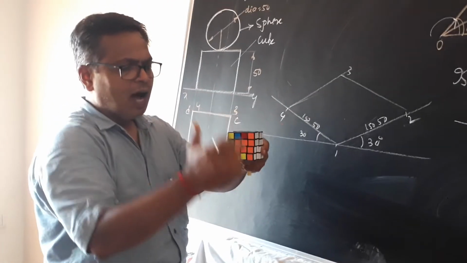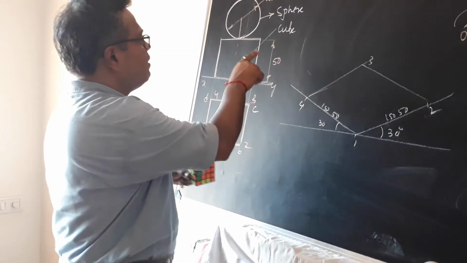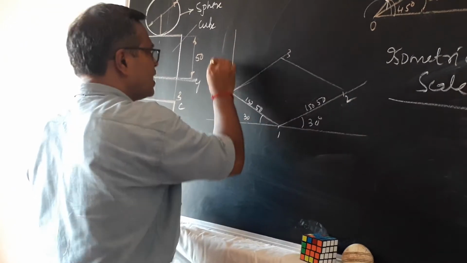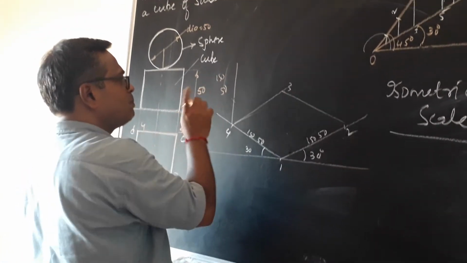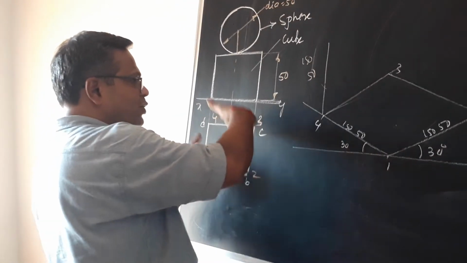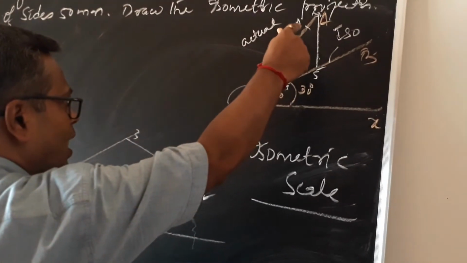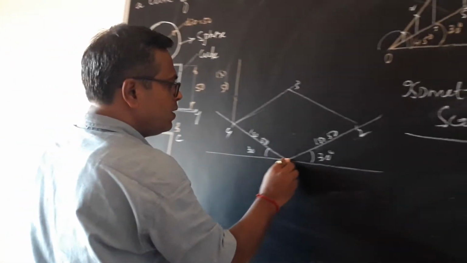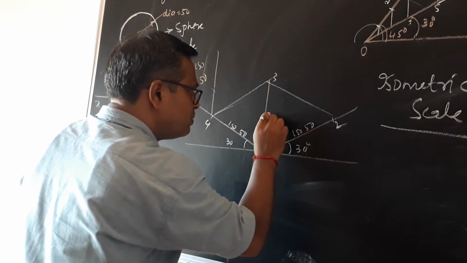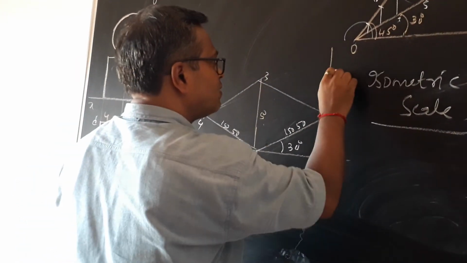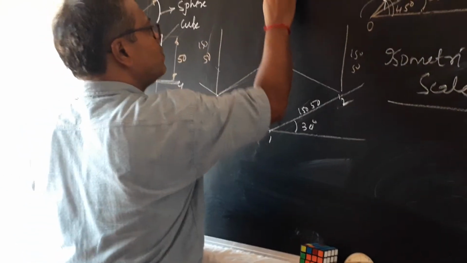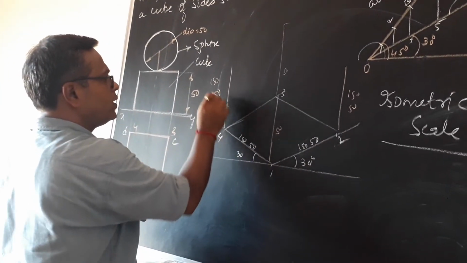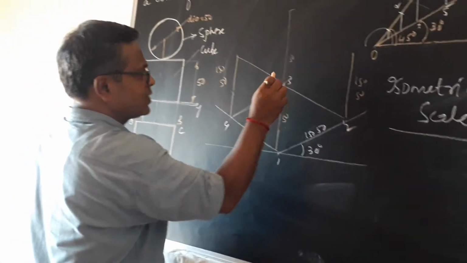Now to go to the top face, I should erect a height from each corner, in which the height of the cube is 50 millimeter. So what you have to do? From 4 you draw a vertical line of isometric length of 50 millimeter. Please measure here. While drawing from actual to isometric, please convert the actual length into isometric length. So take the measurement of isometric length of 50 millimeter. From 2 you take the iso length of 50 millimeter. And again from 3 you take the iso length of 50 millimeter. From each corner 1, 2, 3 and 4 you take iso length of 50 millimeter and connect.